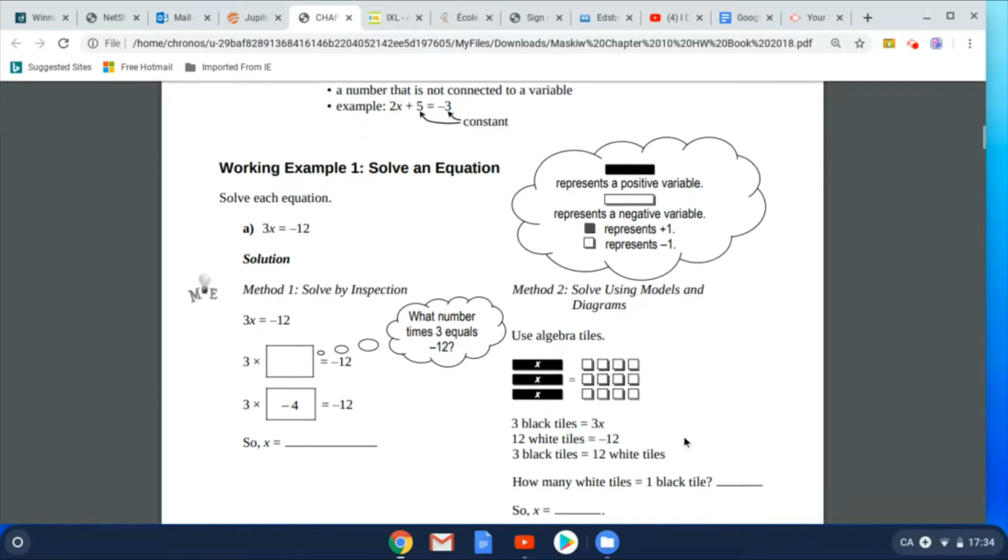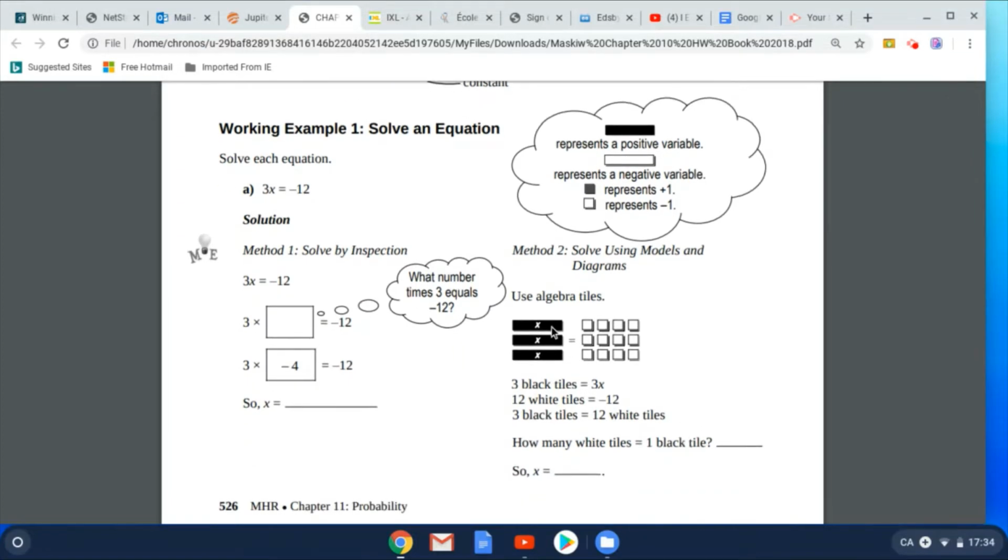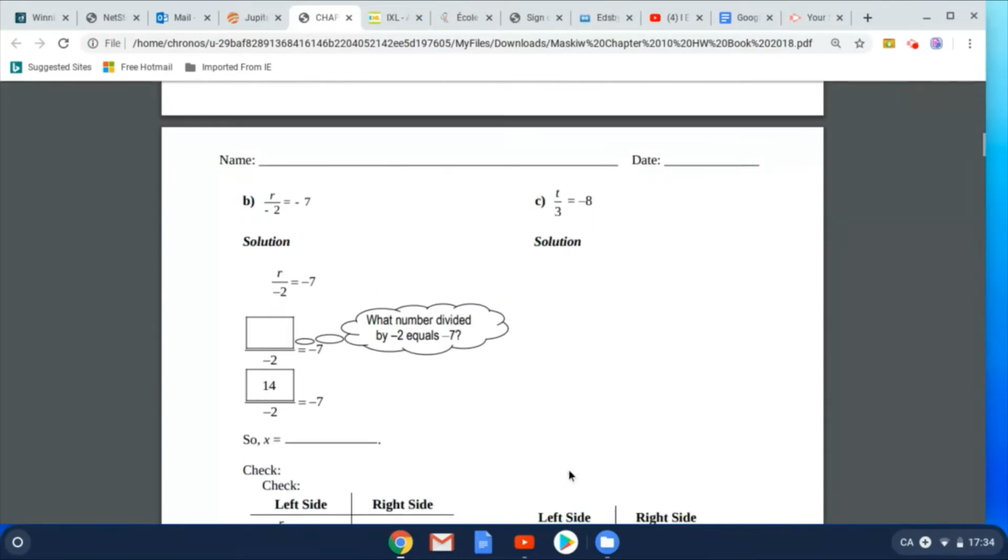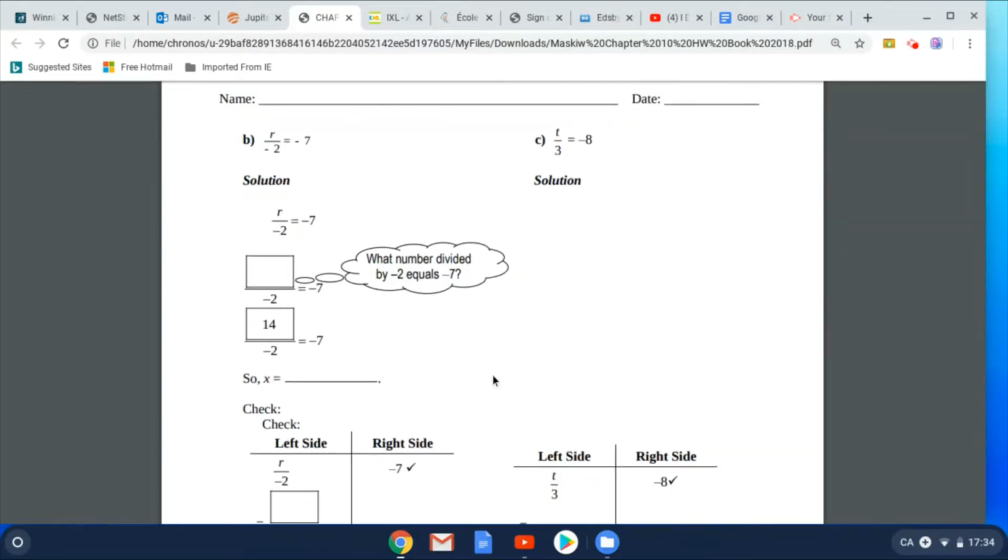If I go and look at the models over here, I see that across from each of the x's, I've got 4 negatives. So my answer is going to be negative 4. Same answer in both places. Moving on to the next page.